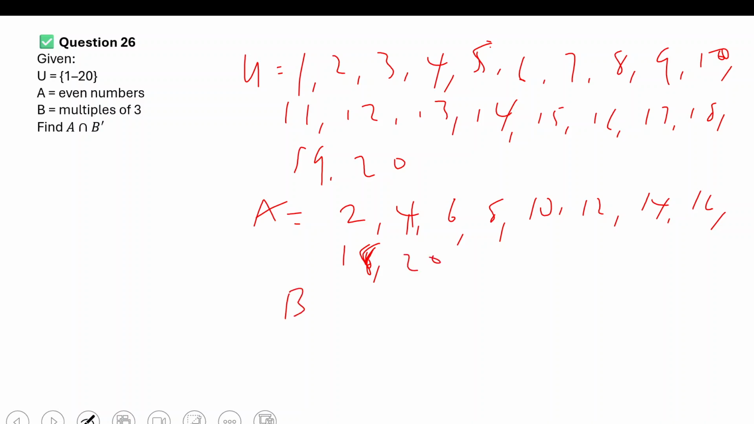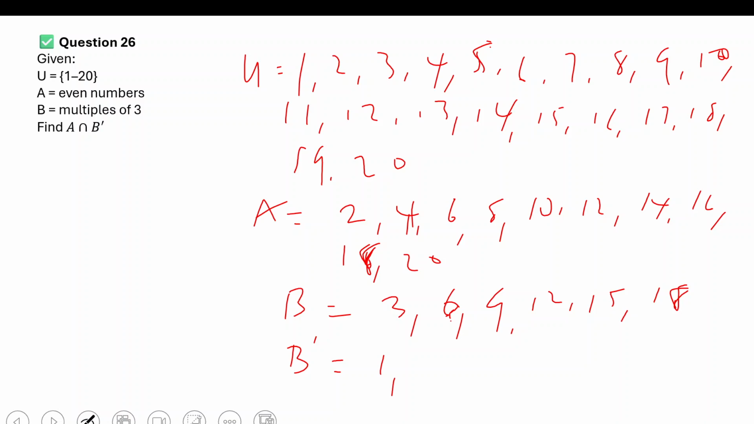Then B is multiples of 3: 3, 6, 9, 12, 15, and 18. Right? So find A intersect B prime. B prime is what is in the universal set and not in B. So I'm going to list them out.